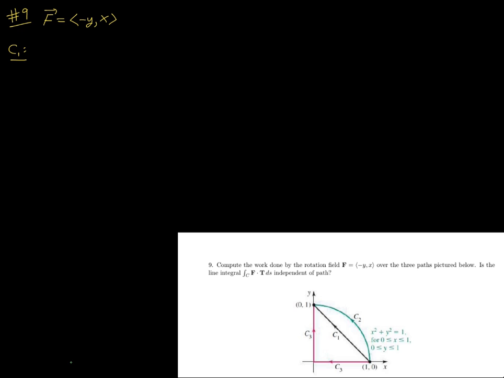All right, for the last video in section 15.2, we're going to look at problem number 9, which in part are just some additional exercises in computing line integrals, but it's also a preview of something really important that's going to come up a little bit later in the chapter.